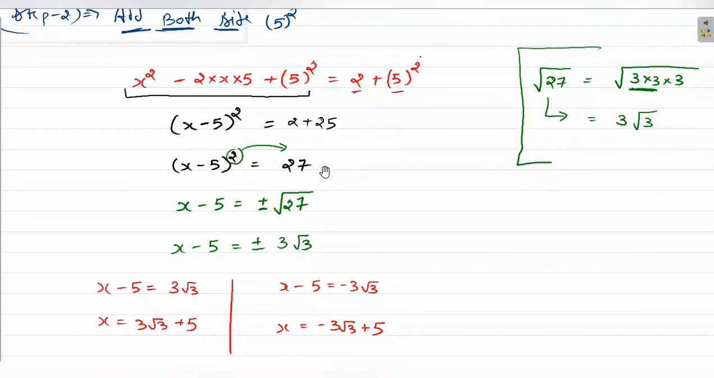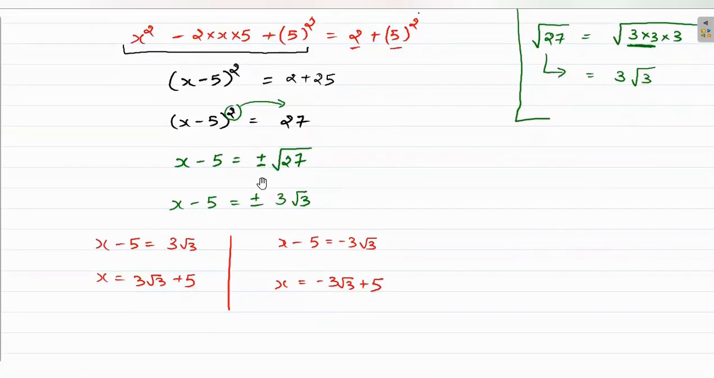Then this power 2 will go to that side and become a square root. You will get two answers, one positive, one negative. So the root 27, we simplified it. It is 3 root 3. You can put it in decimal as well if you are using a calculator. Get it? Yes or no? Yes, Ethan? That's clear?